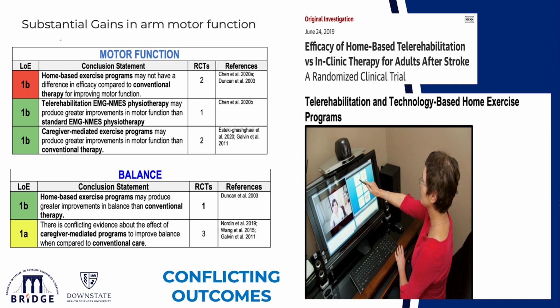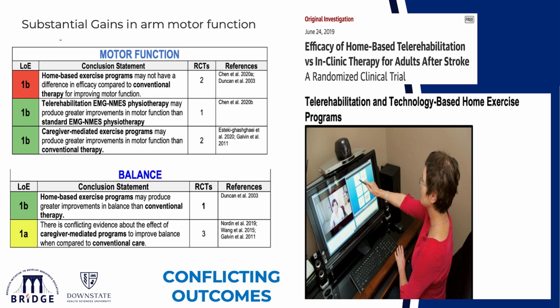You also want to think about, what if I just train at home? Why do I have to go see the physical therapist? So there's some conflicting outcomes for that. There is some efficacy for home-based telerehabilitation versus in-clinic therapy for adults with stroke. And it's found that if you do home-based exercise programs, they may not be very different in efficacy compared to doing conventional therapy in the clinic.